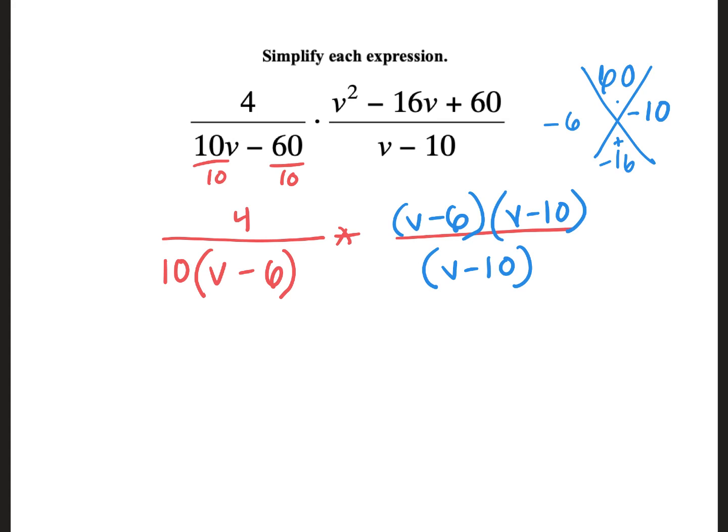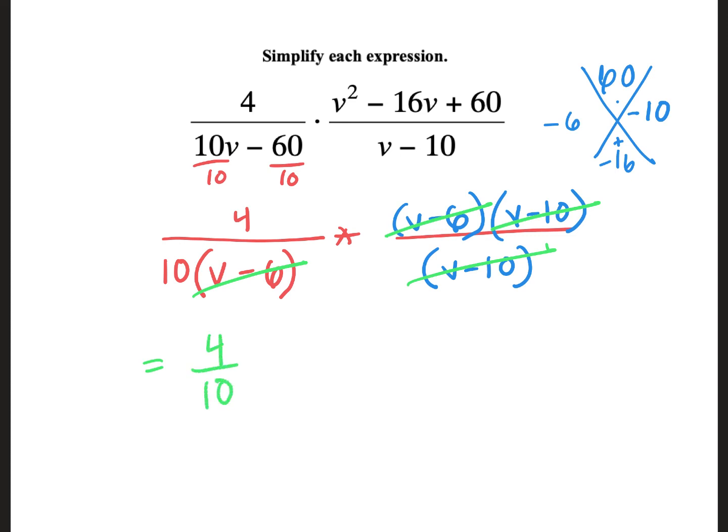Now, again, if anything shows up on the top or the bottom, you can factor it out, or you can cancel it out. So I notice we have v minus 10 on top, v minus 10 on the bottom. If I divide those, I get 1, so those go away. I notice we have v minus 6 on the top and a v minus 6 on the bottom, so those also go away. It doesn't matter if they're on different fractions. Once you multiply, they all become one big fraction. So right now, I'm left with 4 on the top and 10 on the bottom.